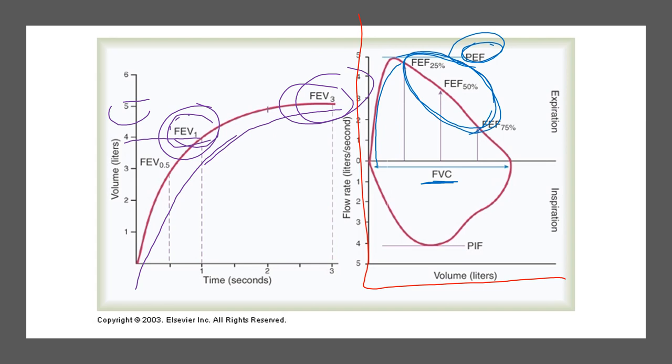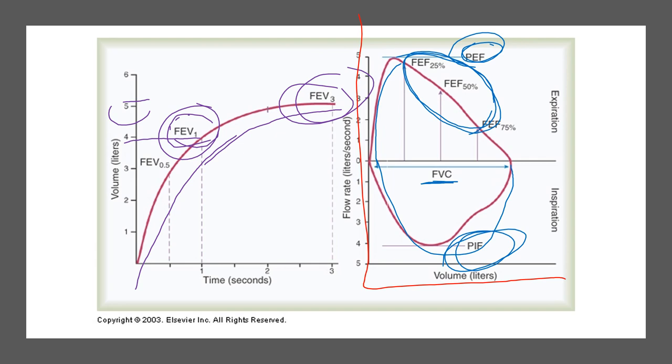And then once they're all the way out, we're going to have them take a deep breath in. And that's called your peak inspiratory flow rate. Your PIF is your peak inspiratory flow rate. Why would we do that? Why don't we care about how much they exhale and how fast they exhale? Yes, we do.